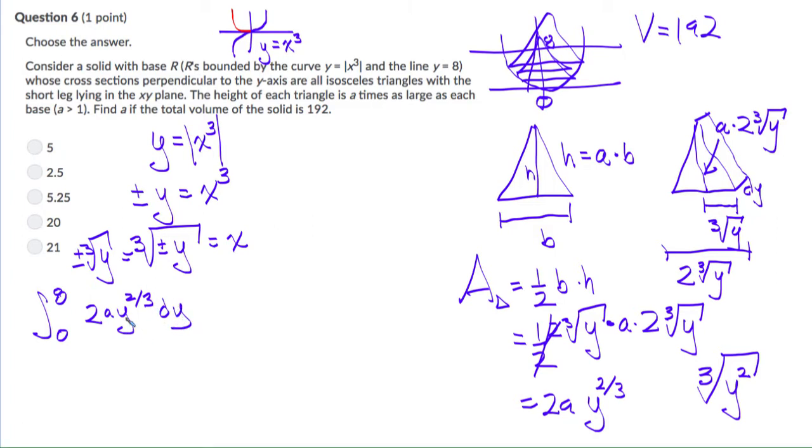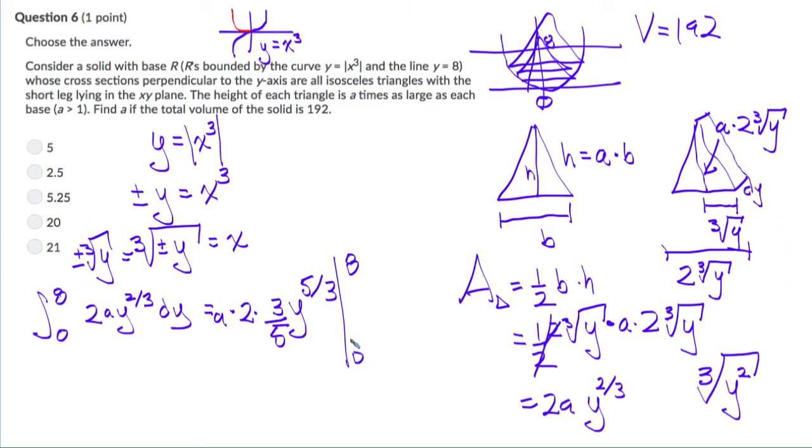And I know that I'm going to solve this. I'm eventually going to have an a in it, and I'm going to set it equal to 192. Let's go ahead and take the antiderivative here. So the antiderivative is going to be y to the power of 5/3 divided down, so 3/5. I still have a 2. I still have an a. And that's going to be evaluated between 0 and 8.